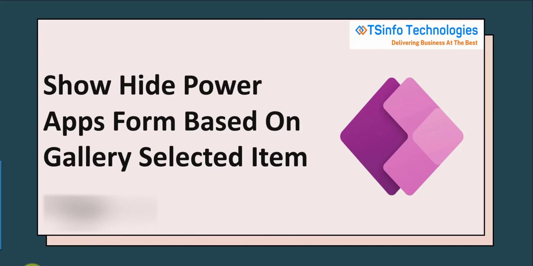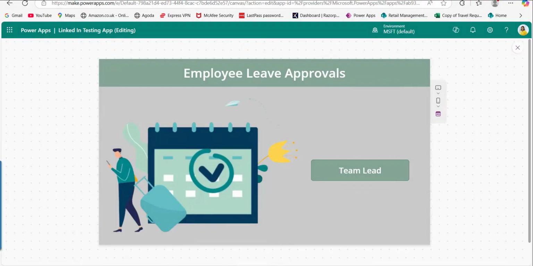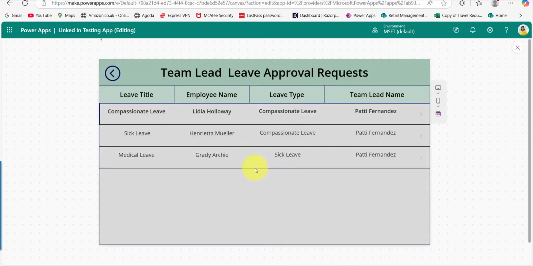In today's video, I will explain how to show or hide a Power Apps form based on a gallery selected item. So first I will show you a quick demo of what we are going to discuss. In this screen, you can see this is a welcome screen. As a team lead, when I click on this button, it navigates me to the screen. So it is like a dashboard screen.